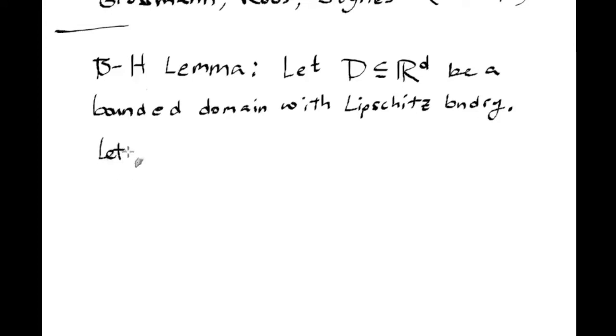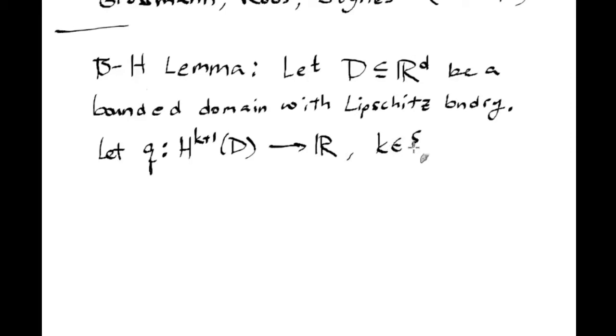We're going to let Q map H^(k+1), the Sobolev space, to R. It's a Sobolev space where the derivatives up to order k+1 are L2 integrable. They're going to map to R. And specifically, k can be any integer, including 0.